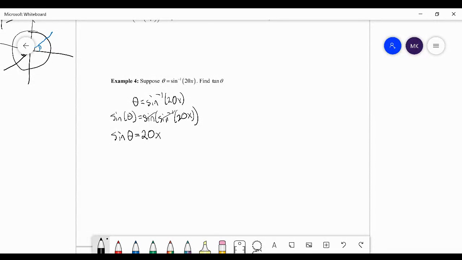Okay. So let's imagine a triangle or an angle, theta in standard position, that satisfies that. So this is our theta. So sine is opposite over hypotenuse. So opposite is 20x, and our hypotenuse is 1. Try to make that a little straighter.